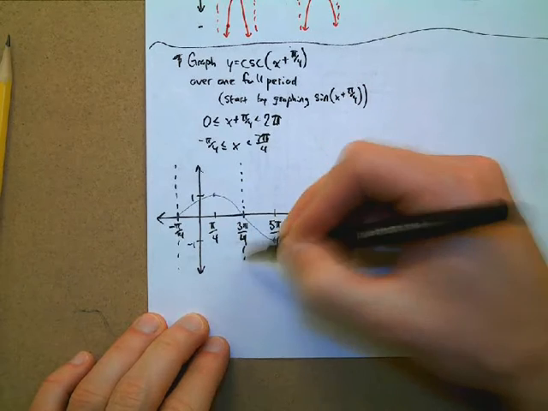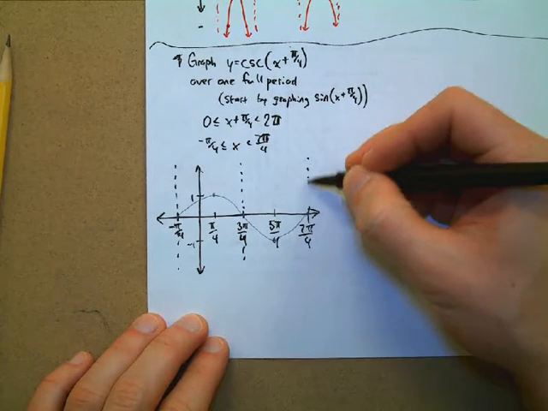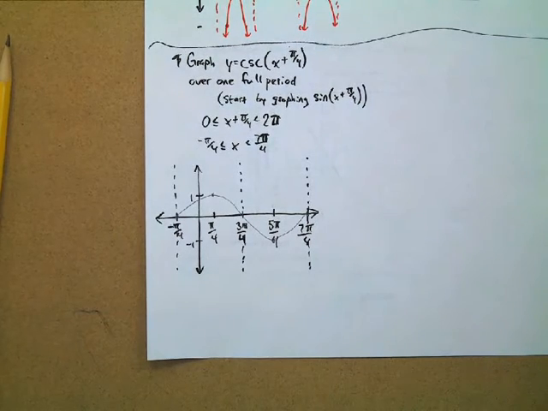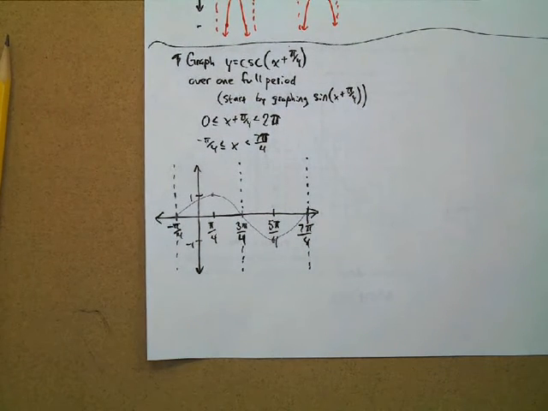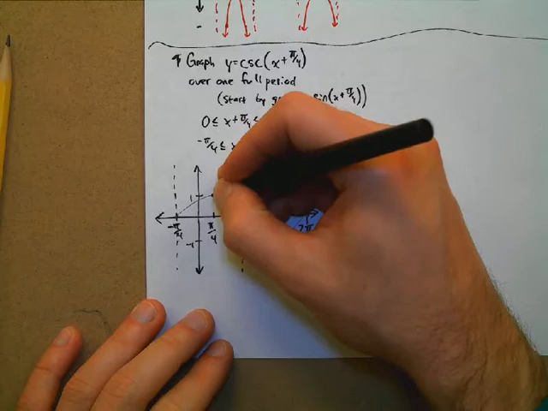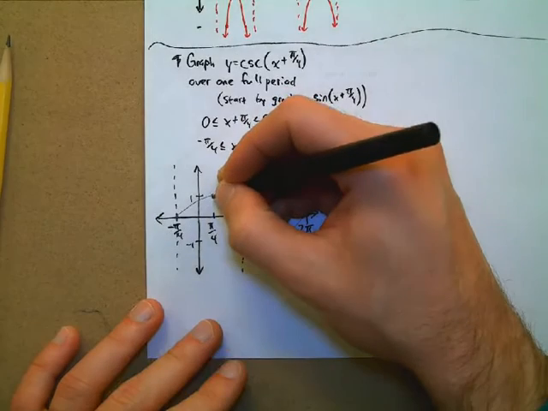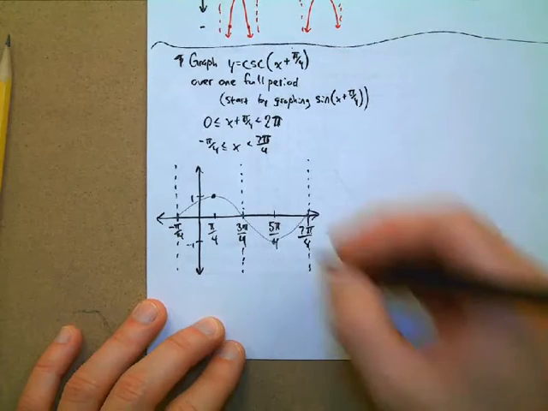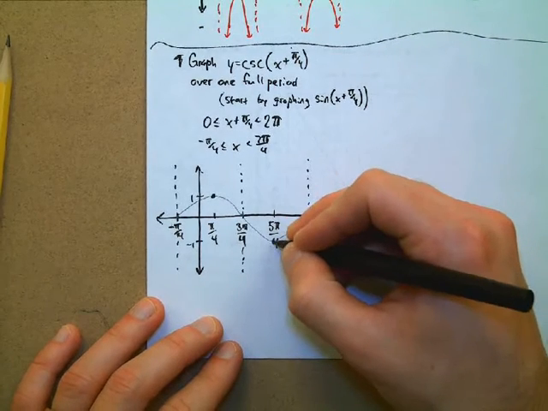We also have the points: at pi over 4 sine is 1, so at pi over 4 for the cosecant it'll also be 1. So you can put a point there. Same thing with the negative 1. At 5 pi over 4 it'll be negative 1. Basically at the peaks and the valleys, the maximums and the minimums, those points will remain. So the maximum point at pi over 4 will still remain a point for the cosecant, and the minimum point at 5 pi over 4 will also remain a minimum.